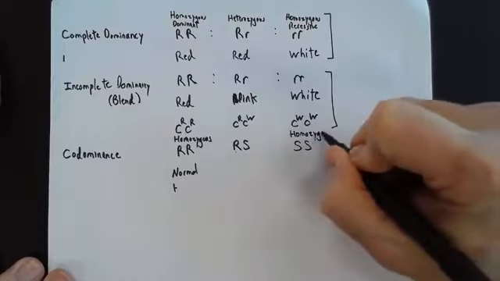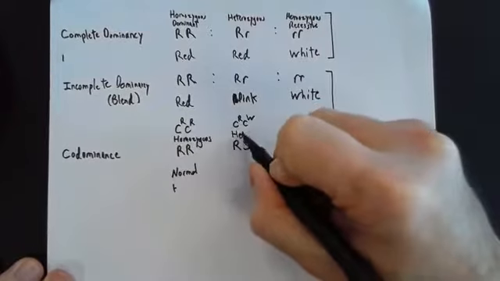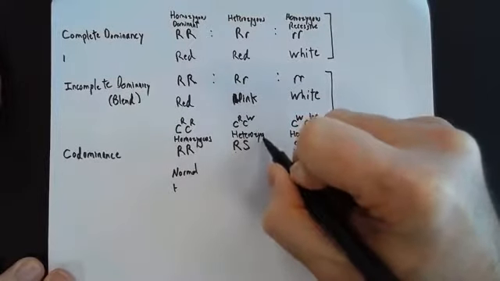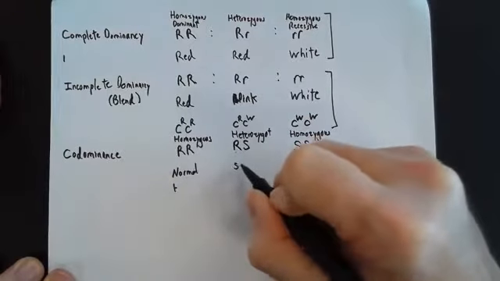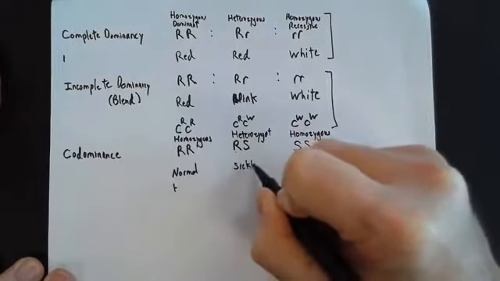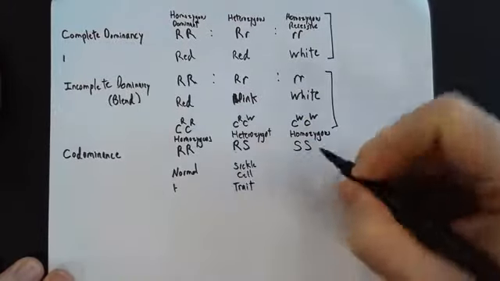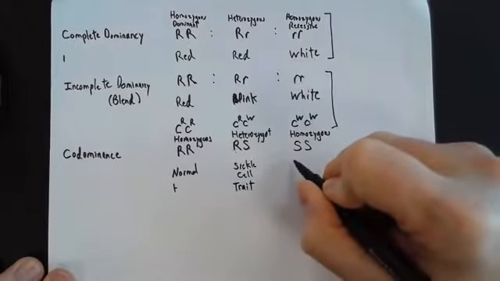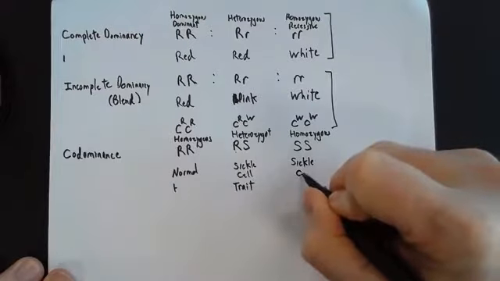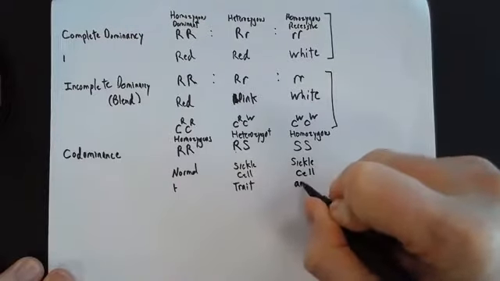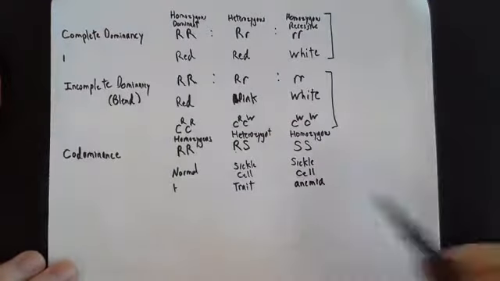Homozygous. And this is a heterozygote. Anytime you have two different alleles, you have a heterozygote. So this would be normal, and this would be sickle cell trait. And this is sickle cell anemia, which is not good, right? Basically just a disease. Anemia. You're not getting enough oxygen to your body, basically.